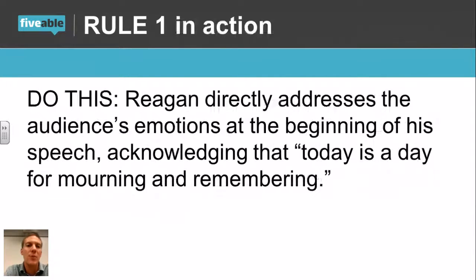So here's an example of this. We've been talking about Ronald Reagan a lot, so I continue to stick with him as we're embedding quotes to start here. Reagan directly addresses the audience's emotions at the beginning of his speech, acknowledging that, quote, this is Reagan's words, today is a day for mourning and remembering. So let's see how many words I got. Today is a day for mourning and remembering. It's an 8-word quote. Clearly there's more in context here, but I'm just proving in a paragraph I'm quoting from Reagan, I am quoting the most important part to the quote.